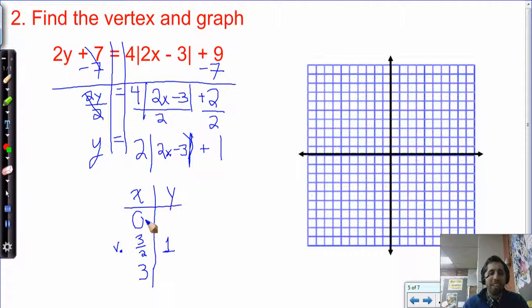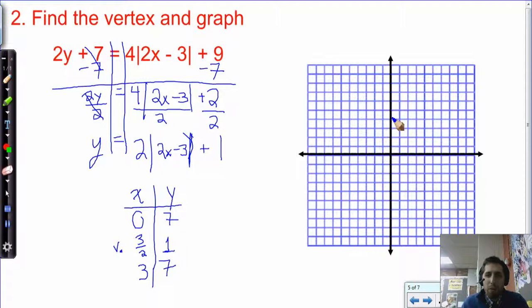Okay. 0 times 2 is 0. 0 minus 3 is negative 3. The absolute value of negative 3 is positive 3. 3 times 2 is 6. 6 plus 1 is 7. Now what about 3? 2 times 3 is 6. 6 minus 3 is 3. The absolute value of 3 is 3. 3 times 2 is 6. 6 plus 1 is 7.